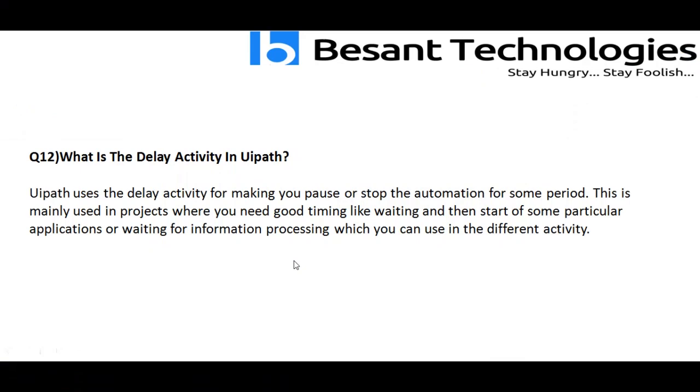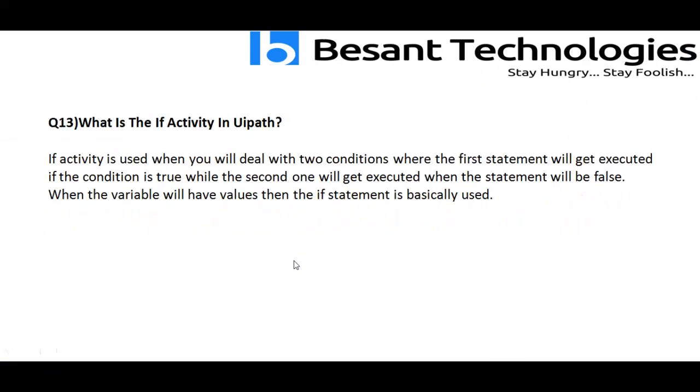So the next question is, what is the if activity? The if activity in UiPath is used to deal with two conditions. The first statement is executed if the condition is true, and the second one is executed if the condition is false. So if you want to split your workflow into two sections, you'll use the if activity.